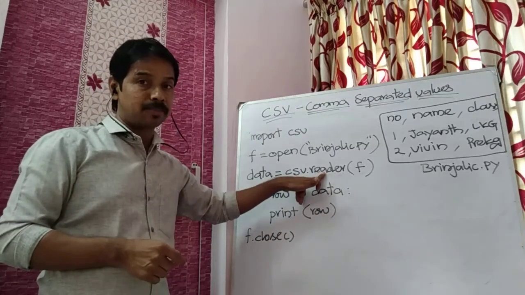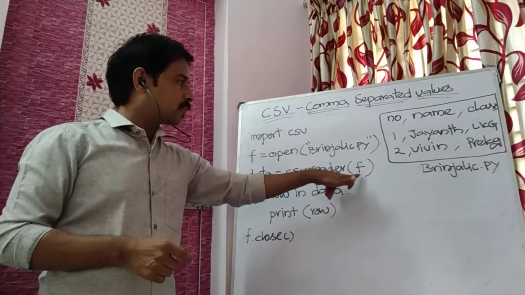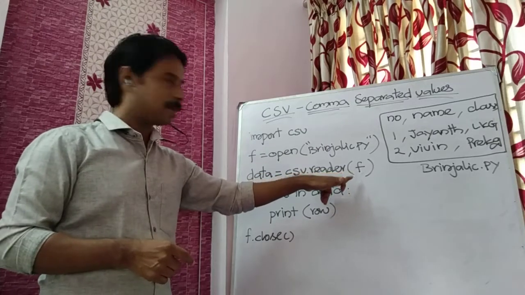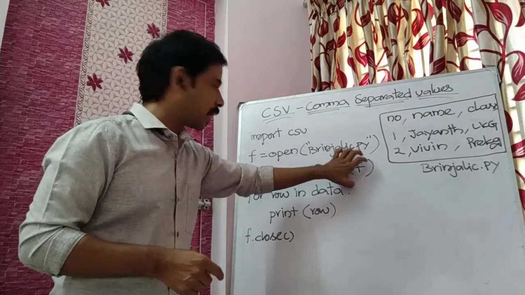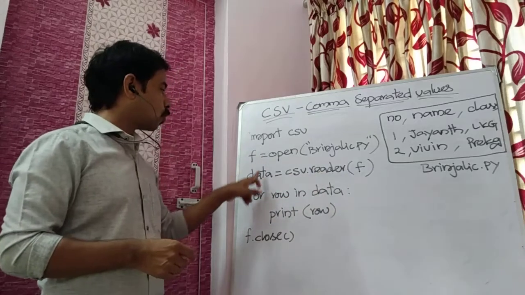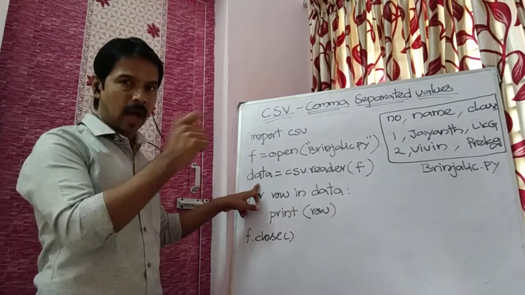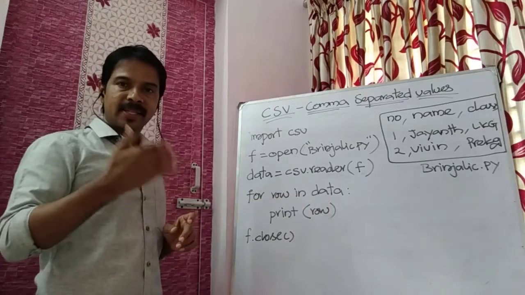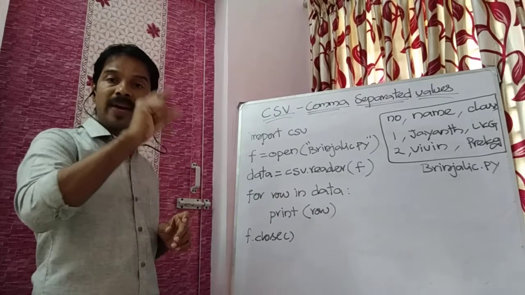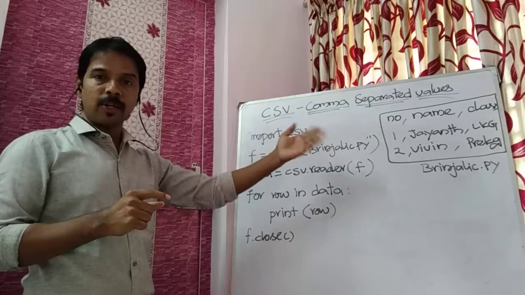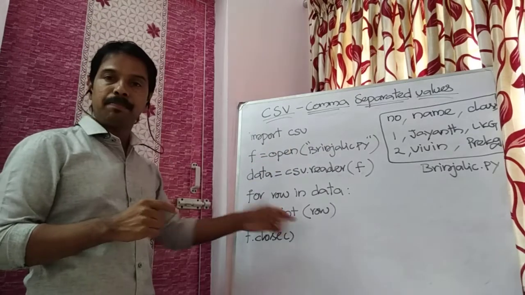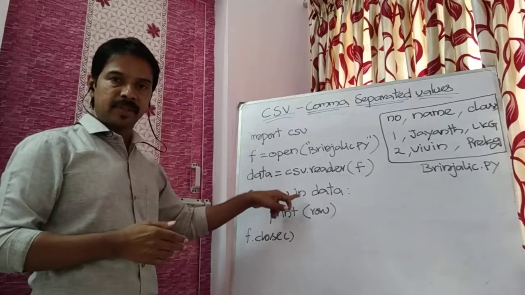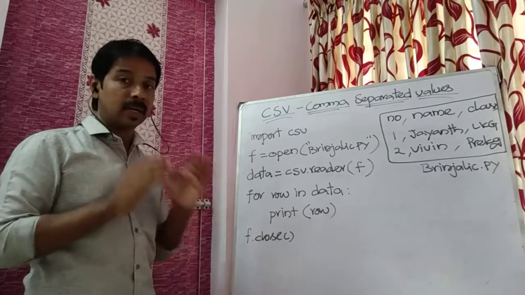Then using csv.reader, reader is an object. Through this, the file content of f, the file stream object, will get read by this reader and stored inside the variable data. Now through this data you can access the data row wise, meaning one record at a time, and that can be printed on the screen. After printing everything, we are closing the file.